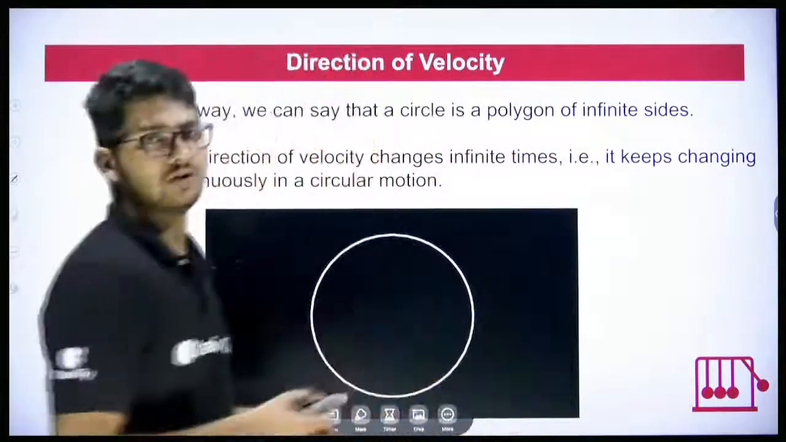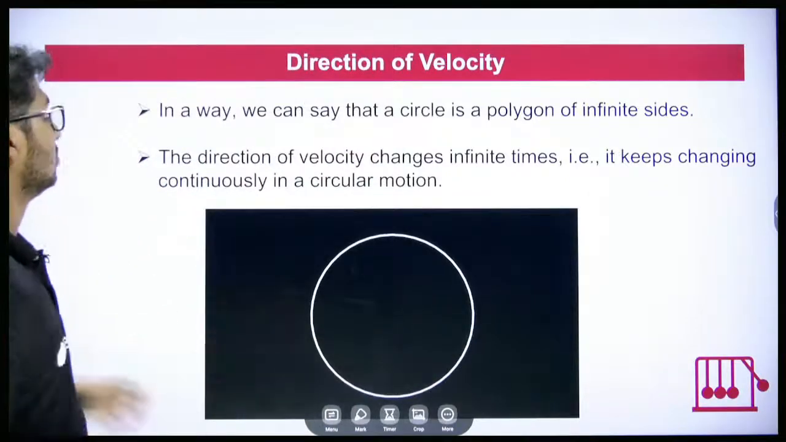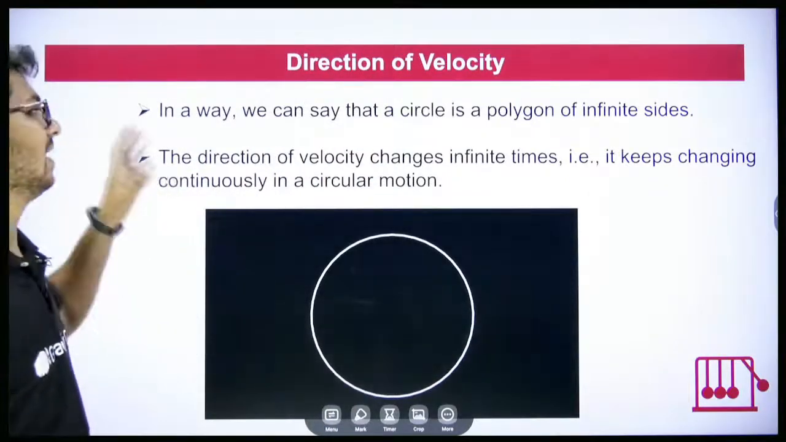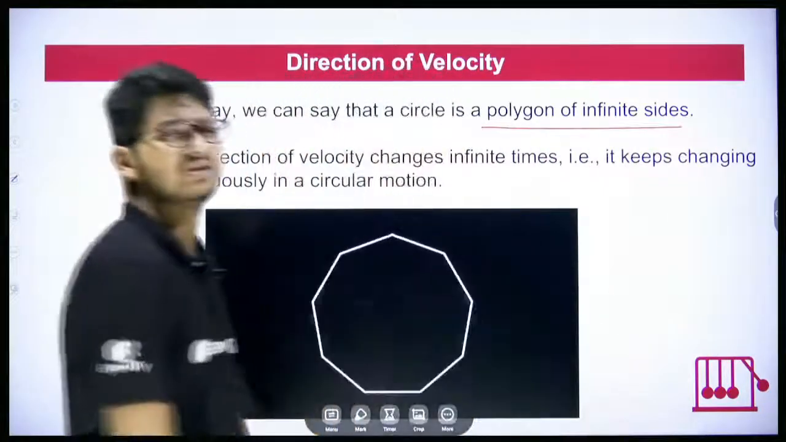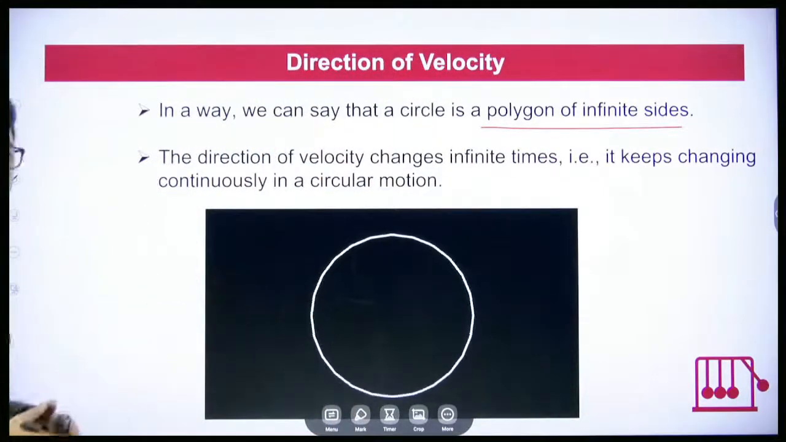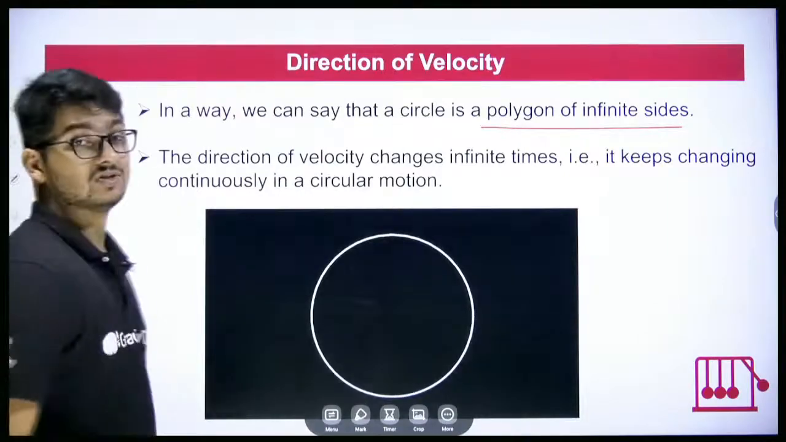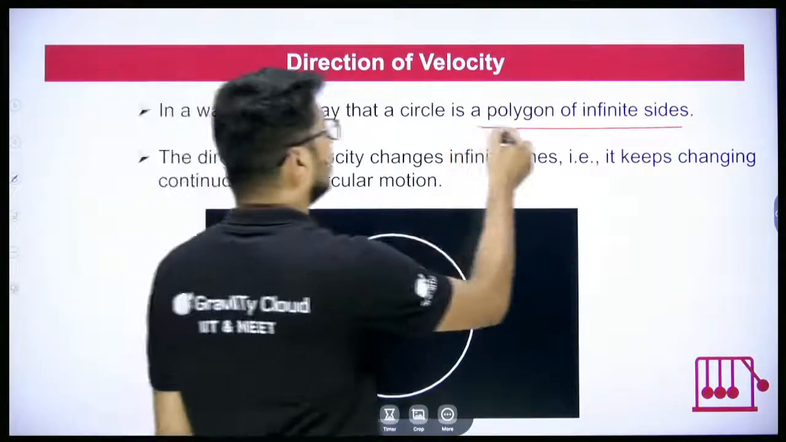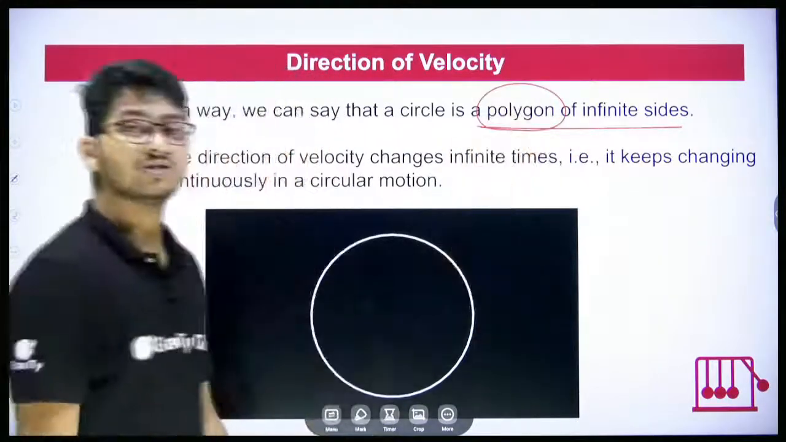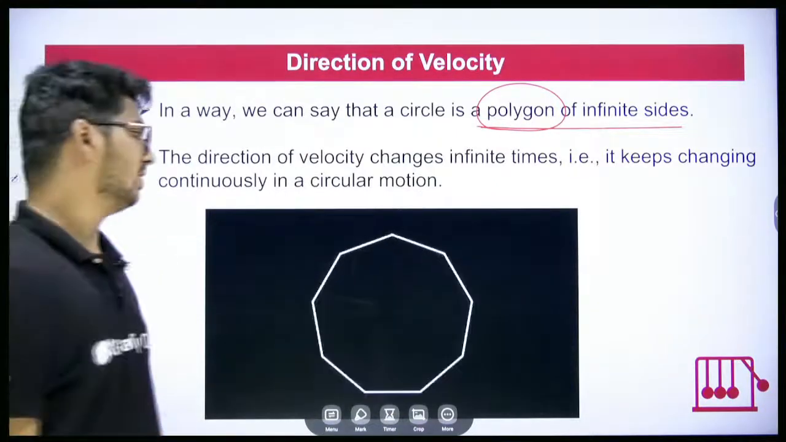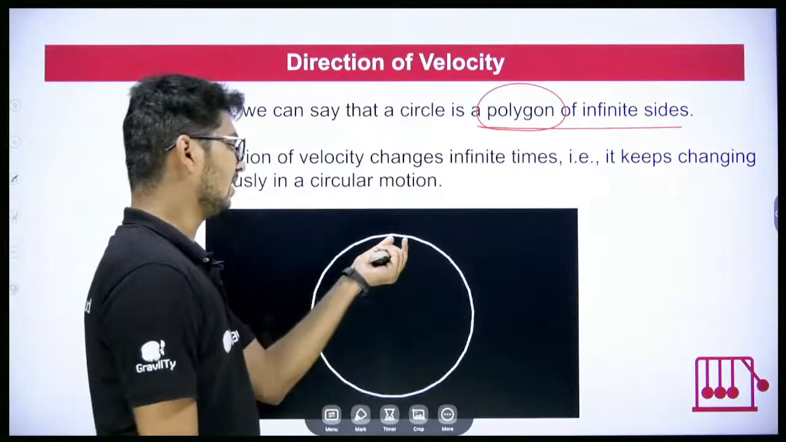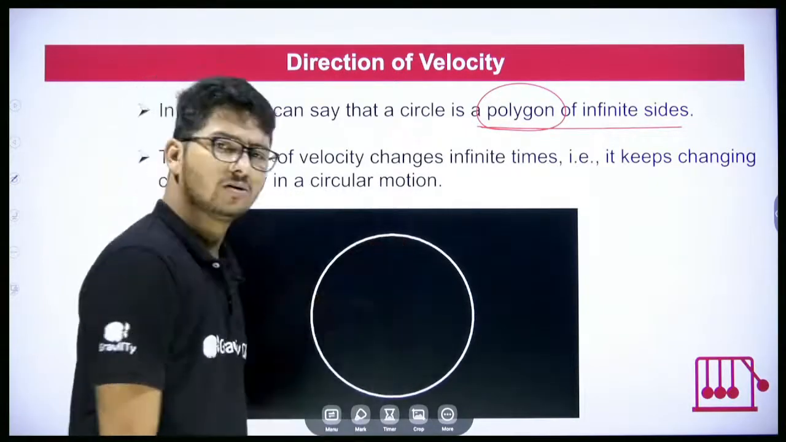It's a different analogy. It's just a comparison. So we can say that a circle is a polygon of infinite sides. Huge, many number of sides. Right? And we have seen in a polygon, what is the direction of motion? Along the sides. Right? So here, you can see the side is becoming very small, small, small, small, small.